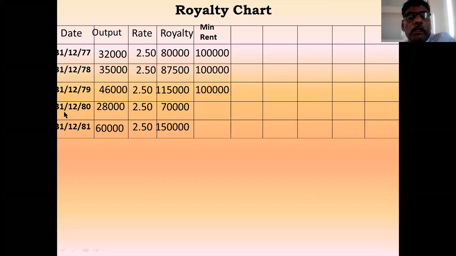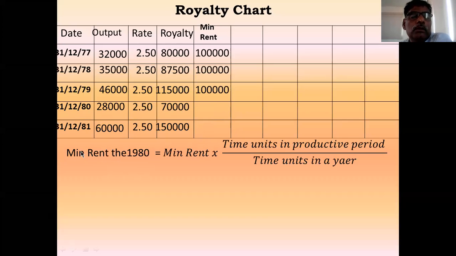So in the year 1980, there is a strike for 3 months. Okay. 3 months is the strike period. Therefore, working period is 9 months in a year. Therefore, you calculate minimum rent for 1980 below the chart. Minimum rent for 1980 is equal to minimum rent into productive period, where productive period means working period divided by time units in a year.